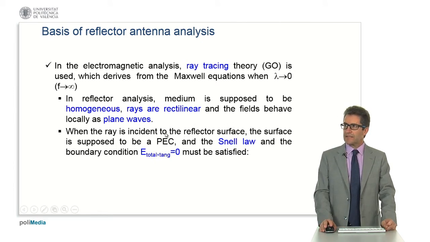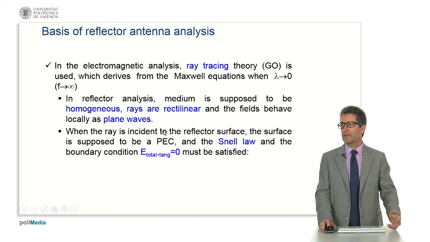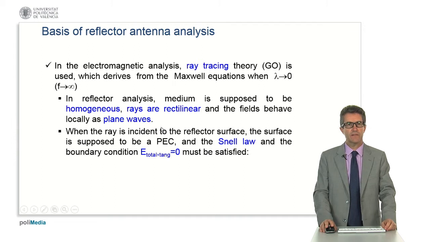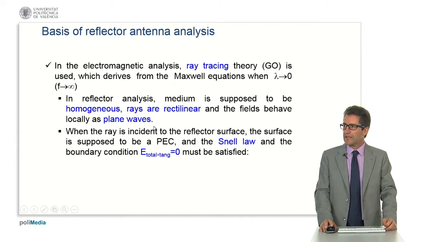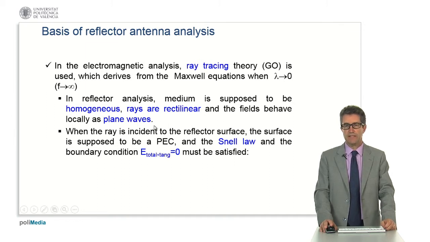For the basis of reflector antenna analysis, we are going to consider ray tracing theory, geometrical optics, because typically the antennas are electrically large, several wavelengths. This is a high frequency approximation that can be considered when in Maxwell equations we turn the wavelength to 0. In the reflector analysis, the medium will be supposed to be homogeneous, rays rectilinear, and the fields behave locally as plane waves.